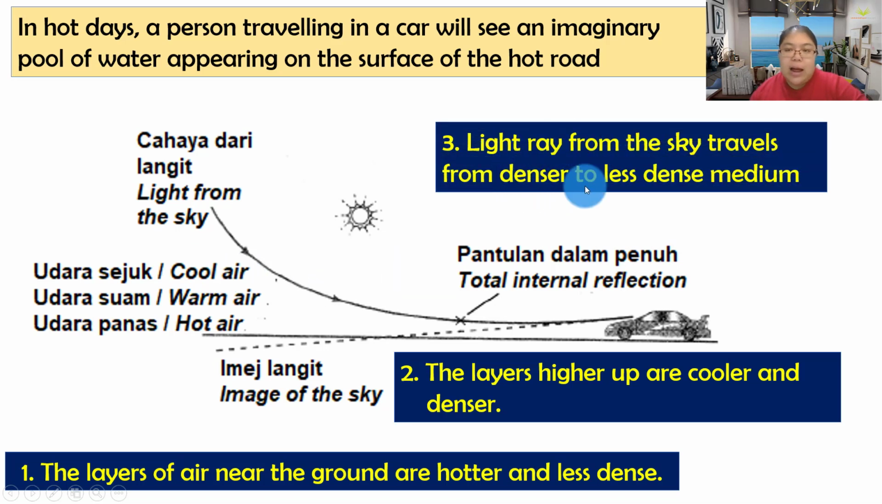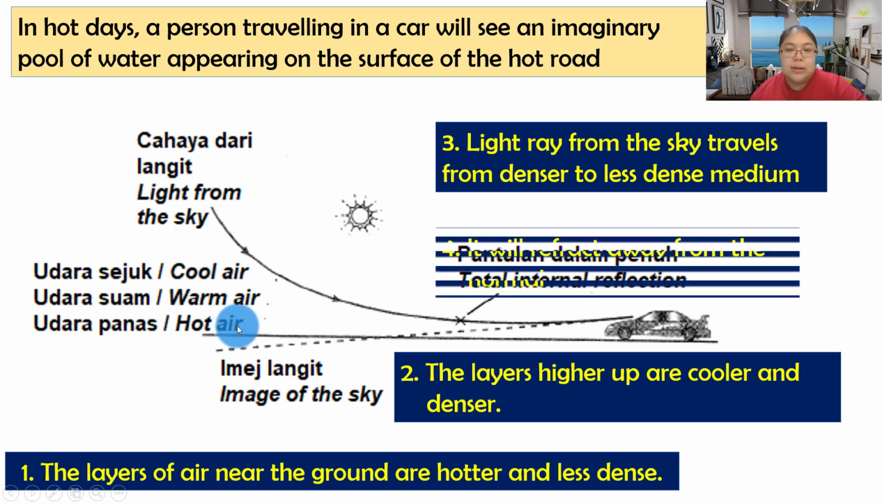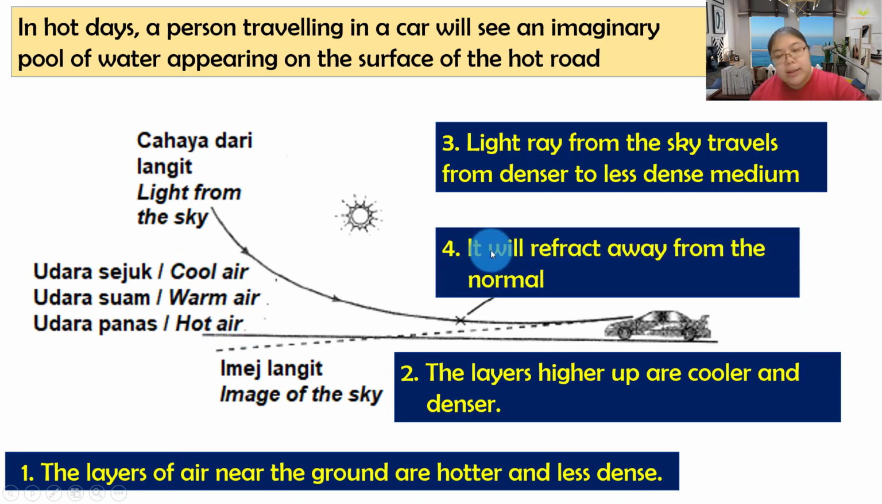So the light ray now is from the sky. They travel from denser to less dense. When they go from denser to less dense, they will be refracted away from the normal. So this one normally is a process question, so we need to explain one by one. Okay, then we continue.